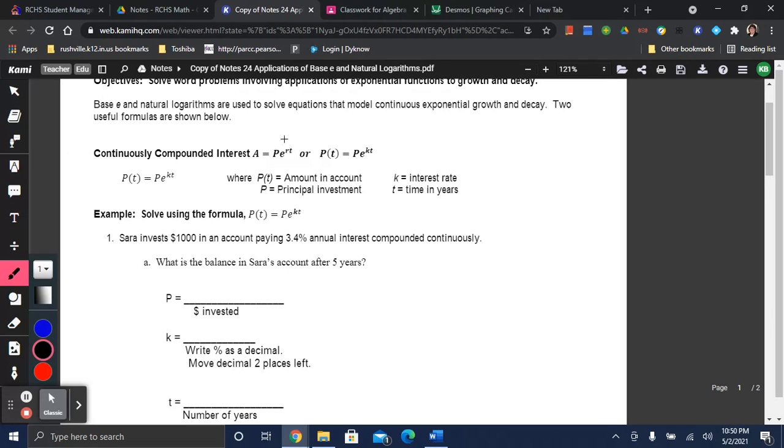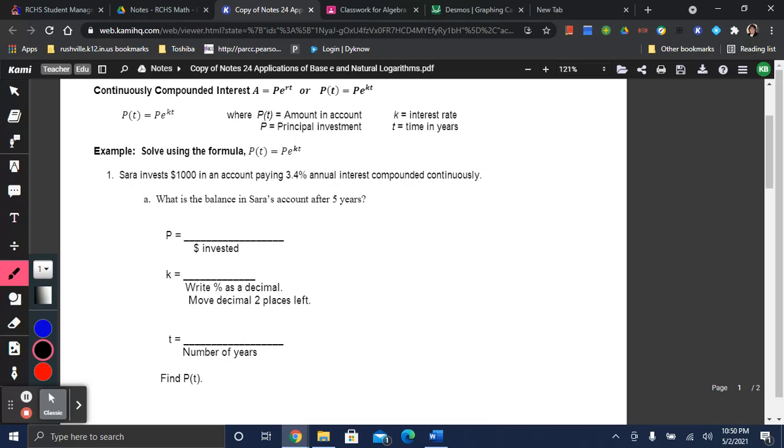One that I'm more familiar with is A equals P e to the rt power, but that can also be written as P of t, so function notation, equals P e to the kt power. It's just different variables, but having these meanings. So here's the formula we're going to use for this problem. Sarah invests $1,000 in an account paying 3.4% annual interest, and it is compounded continuously. So we're going to use this formula.